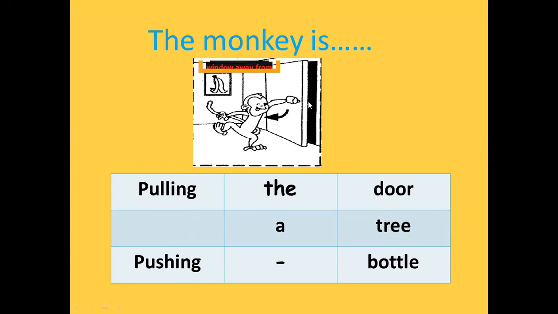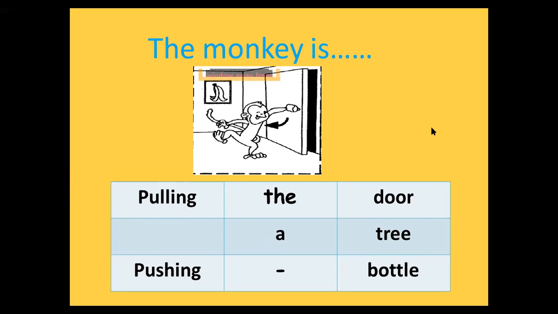Okay. A monkey is opening the door. Yes, Sultan. What is he doing? He is pulling the door or pushing the door? He is pulling the door. He is pulling the door towards him to make the door open. Okay, next.